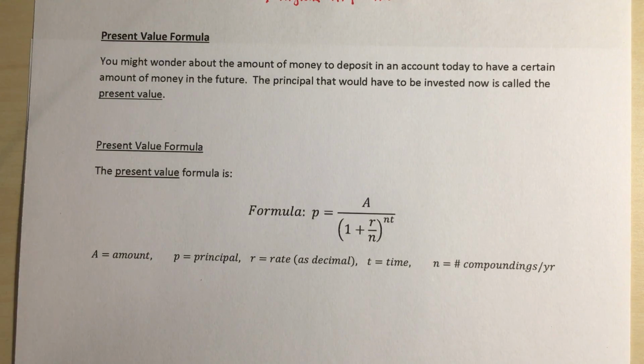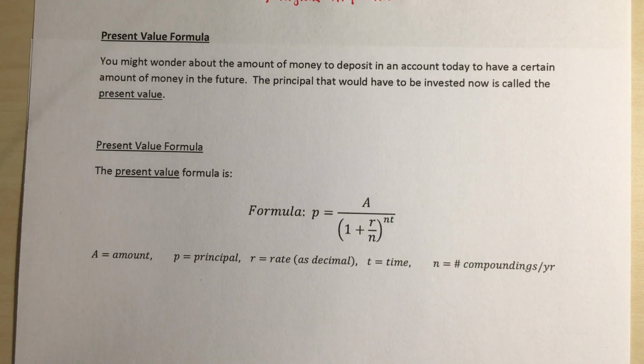The principal that would have to be invested now is called the present value. So looking at this formula, P is our principal, that's our present value. A is our amount that we want at the end. R is still our interest rate as a decimal. T is still our time. N is still our number of compoundings per year. But we're going to use a slight variation.